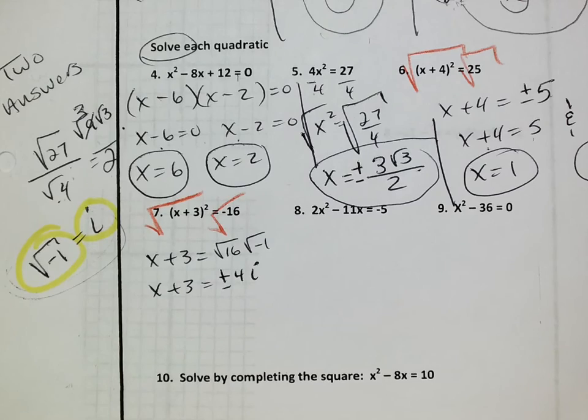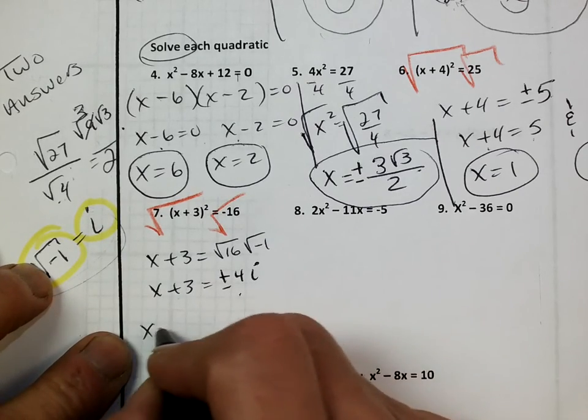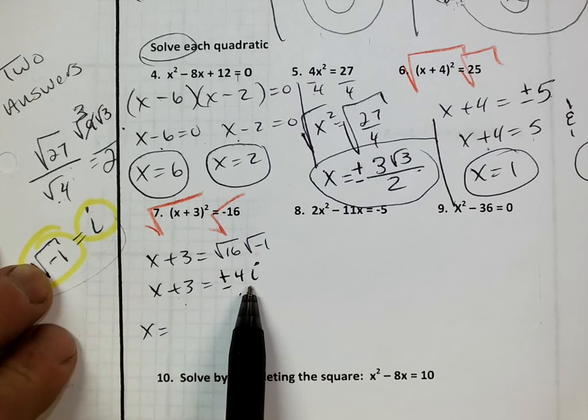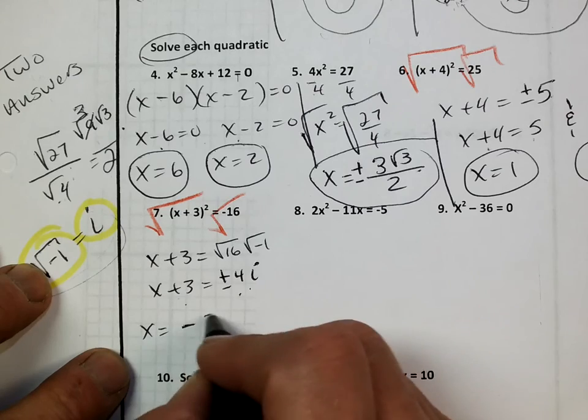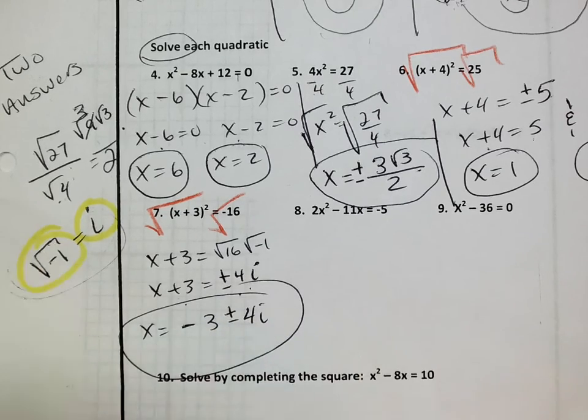So then the last thing I do is just subtract the 3. Now I got to be careful. So I subtract the 3. The 3 is a real number. This is an imaginary. You can't really subtract them, so you just go negative 3 plus or minus 4i. Okay, that does represent 2 answers. So you can't really add these together because that's a real number and those are imaginaries.